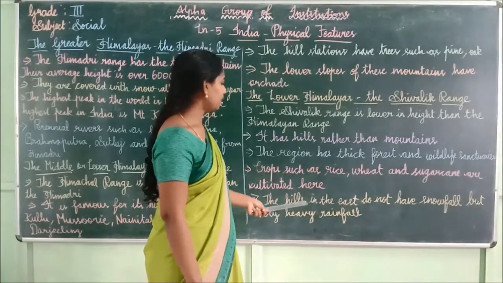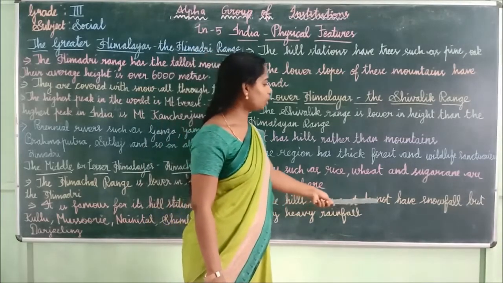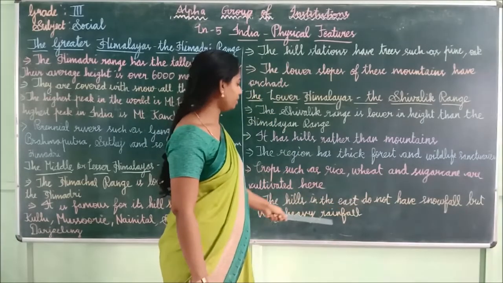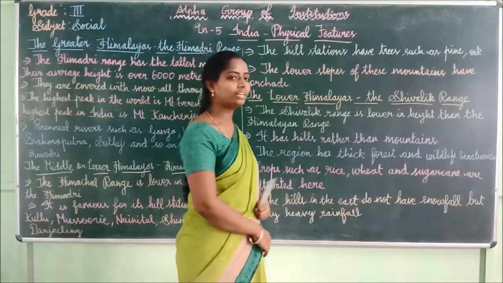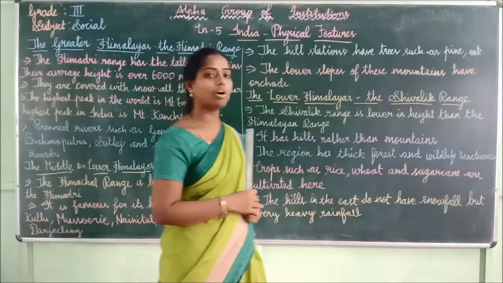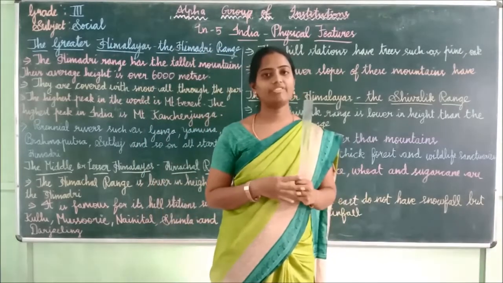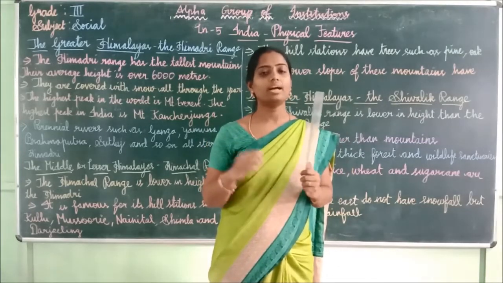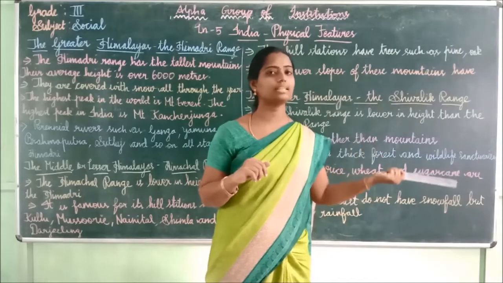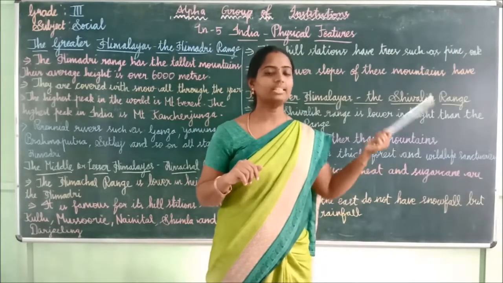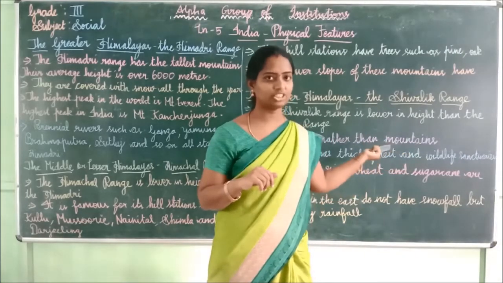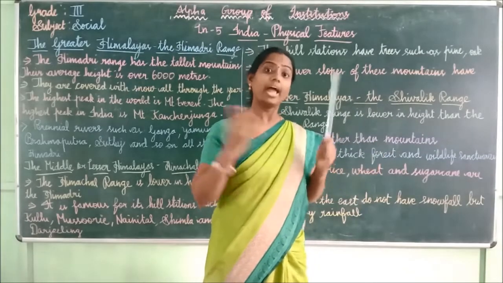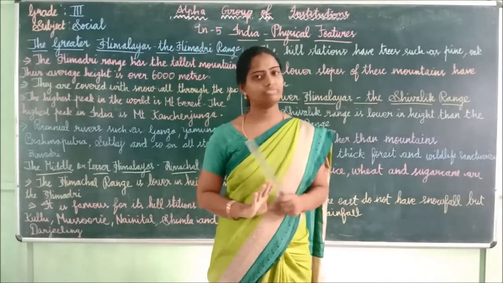And then the hills in the east do not have snowfall, but very heavy rainfall. So the rain is very heavy in this region. In which side, children? In the eastern part of the hillside of the Shivalik region. What they said, it has very heavy rainfall, but snow is very less.